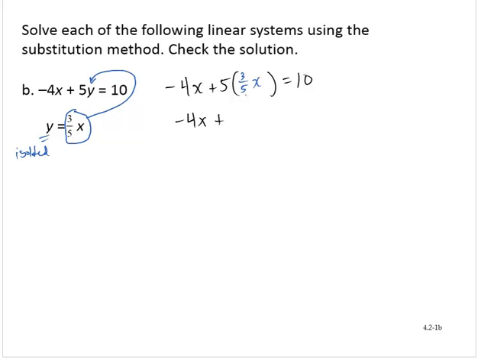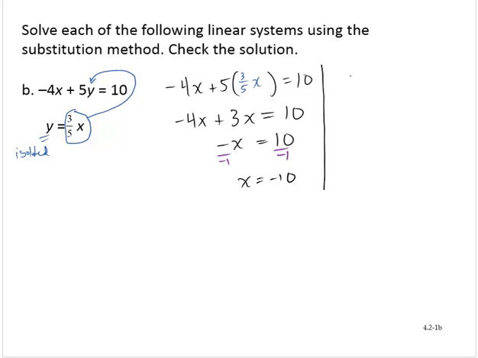I'll just use multiplication. So I have negative 4x. 5 times 3/5, we can reduce out the 5s. That would leave a 3x. It's 10. So negative 4x plus 3x is negative x, is 10, and dividing through by negative 1, x is negative 10. We have the x value.